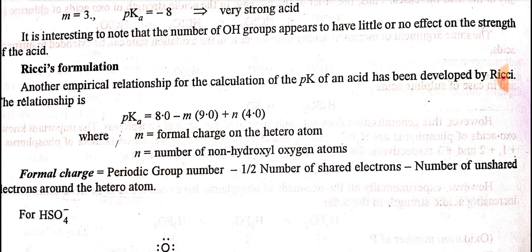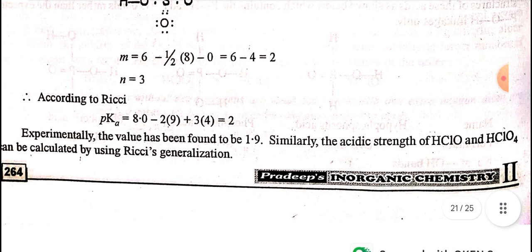Ricci's formulation. Another empirical formulation for the calculation of pKa of an acid has been developed by Ricci. pKa = 8 - 9M + 4N, where M is the formal charge on the heteroatom and N is the number of non-hydroxyl oxygen atoms. Formal charge is the periodic group number minus half the number of shared electrons minus the number of unshared electrons around the heteroatom. For HSO4⁻, M is equal to 6 minus half of what is calculated, which is equal to 2, and N is equal to 3. According to Ricci, pKa is 2. Experimentally, this value has been found to be 1.9.